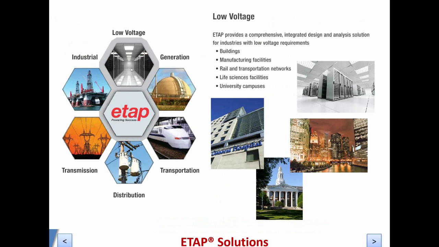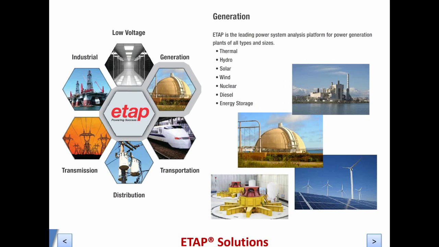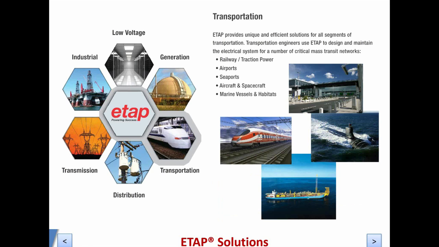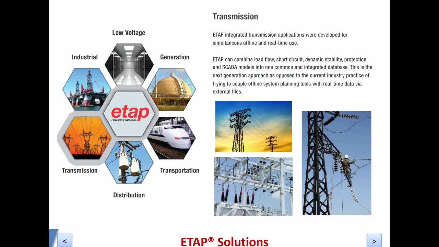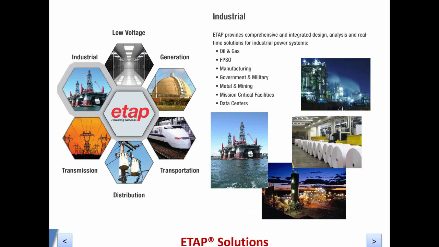As a result, we supply ETAP software to various industries such as low voltage markets, commercial facilities, hospitals, and so on. Generation such as thermal, nuclear, renewables; transportation such as railways, marine vessels, FPSOs; distribution systems such as citywide distribution networks, as well as oil and gas upstream distribution; transmission networks, which is essentially high voltage and extra high voltage; and industrial systems such as manufacturing, metal and mining, oil and gas, and so on.